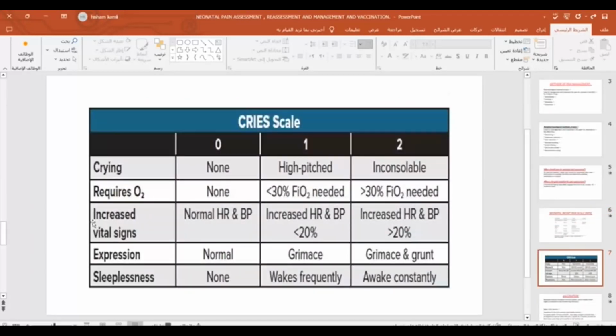Another scale is the CRIES scale. It is used for neonates from 0 to 6 months. The characteristics include crying, requirement of oxygen, increased vital signs including heart rate and blood pressure, expression, and sleeplessness.